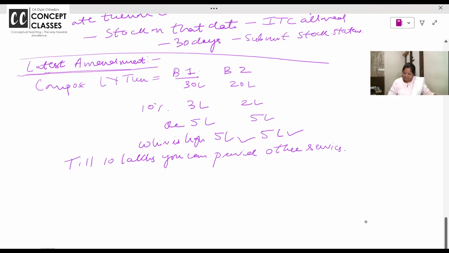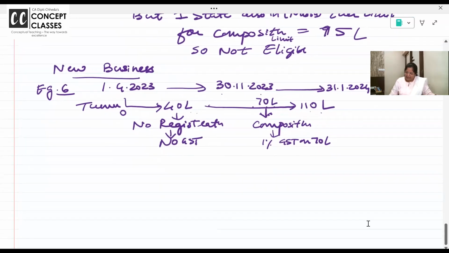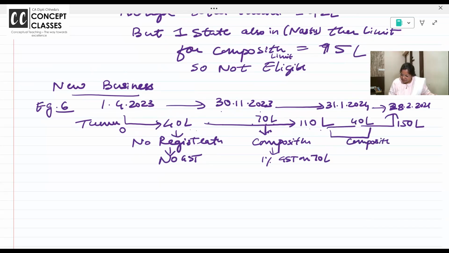Exactly 40 minutes are over. In the next 30 minutes you will revise the concept and then we'll solve. One minute, dear students. Okay, now 110 lakhs. Say on 28th of February, next month, they touched 150 lakhs. So on this 40 lakhs, composition, 1% GST on 40 lakhs.